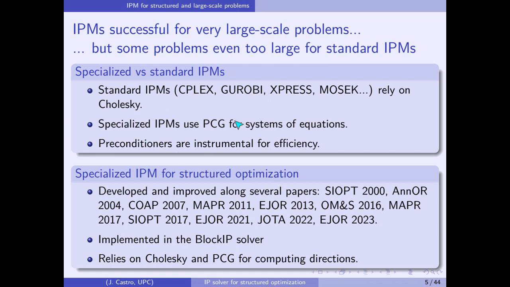In this case, today I will talk a little bit and we'll see applications of a specialized interior point method I've been working on in the last years. It's implemented in the solver named BlockIP, and it's a solver that solves the Newton equations by combining Cholesky and conjugate gradients for the solution of the Newton direction.